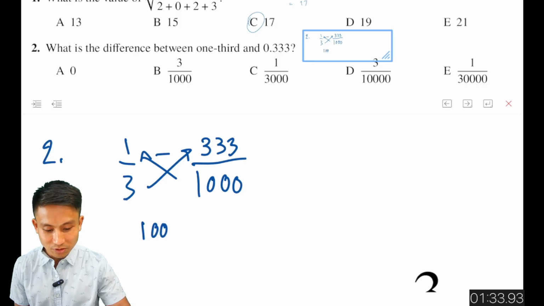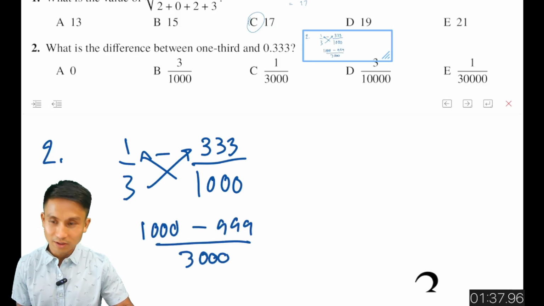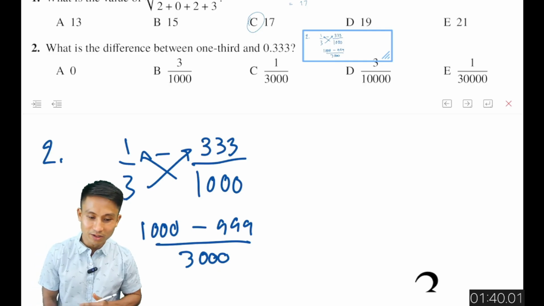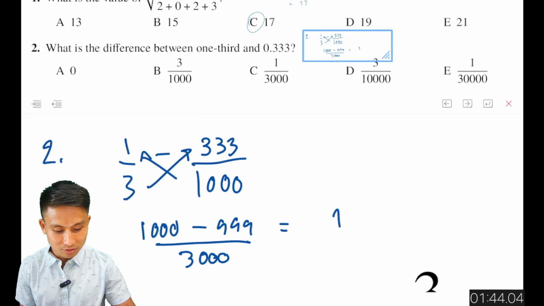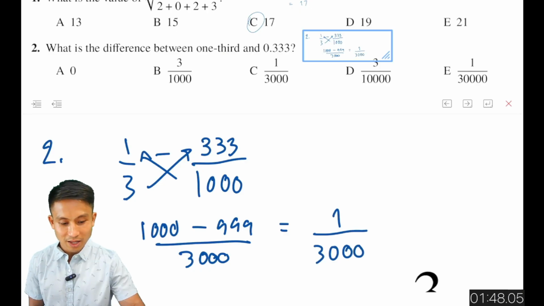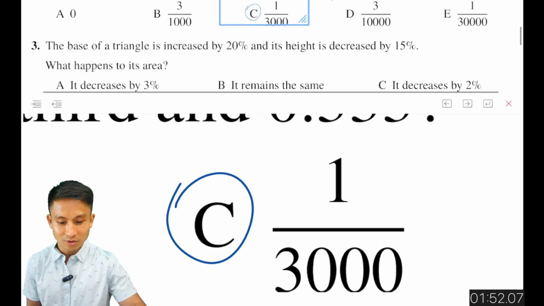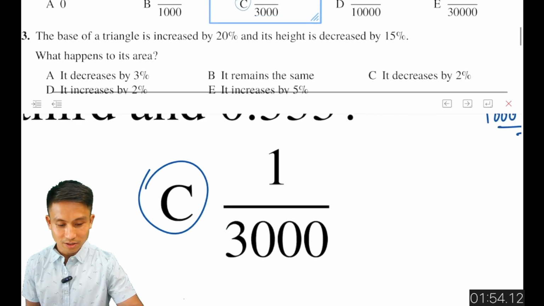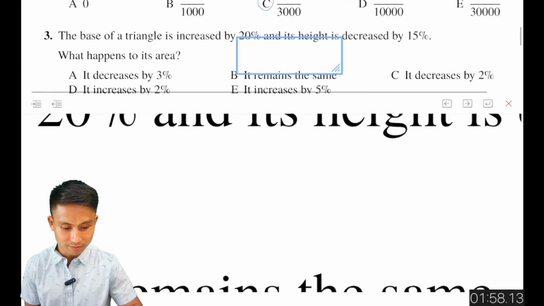So that would be 1,000 minus 999 over 3,000. So you'd have to multiply the denominator as well. And then you would get what? That would be 1,000 minus 999, which is 1. So 1 over 3,000. And that would be option C there. Okay, the next one. The first few questions are quite easy, right?